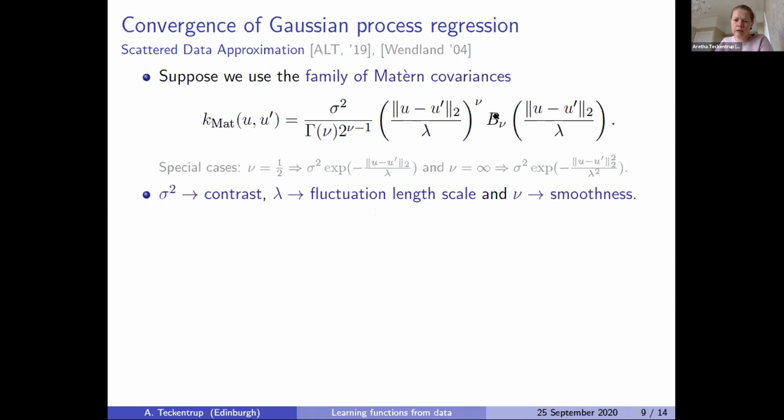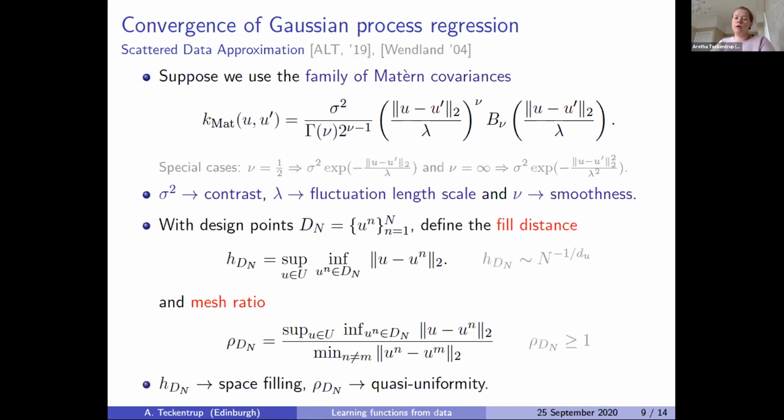Right? So in general, this looks quite complicated. So you have the gamma function here. This is the modified Bessel function of the second kind. It does simplify in some cases. So depending on what the parameter nu is, if nu is equal to 1/2, you get the exponential covariance. You might recognize this as the covariance of the Ornstein-Uhlenbeck process. And if nu is equal to infinity, or in the limit as nu tends to infinity, you obtain the Gaussian covariance. Right, so those are some of the examples. But in general, you have these three hyperparameters, which you would then need to tune to reflect the properties of your function f.